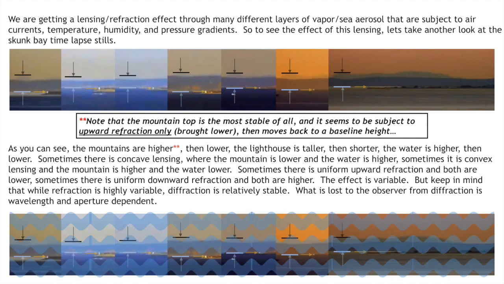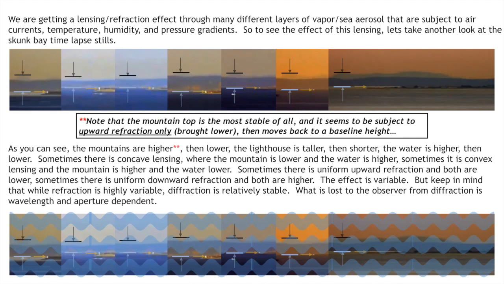So to see the effect of this lensing, let's take another look at the Skunk Bay time-lapse stills and just outline or mark out some of the landmarks. So we'll mark a building, and we'll take some still shots of the time lapse. We'll mark the lighthouse with the yellow arrow, its position, and we'll mark the water line where it meets the shore along that distant mountain range with a blue line, and we'll mark the top of the mountain with a black line. And you can just see how those change within different atmospheric effects along the way.